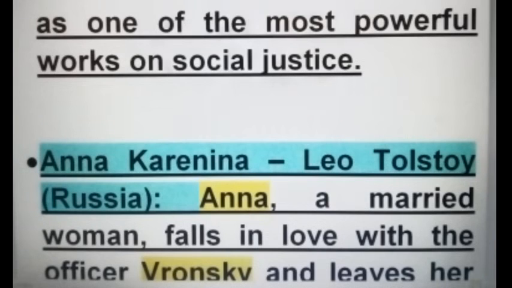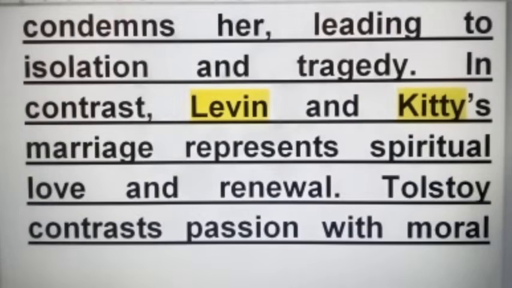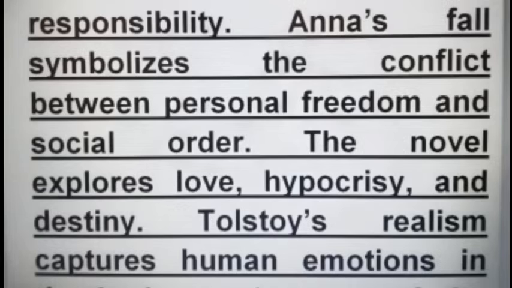The next book is from Russia, that is Leo Tolstoy's work, Anna Karenina. Anna, a married woman, falls in love with the officer Vronsky and leaves her family for him. Society condemns her, leading to isolation and tragedy. In contrast, Levin and Kitty's marriage represents spiritual love and renewal. Tolstoy contrasts passion with moral responsibility.